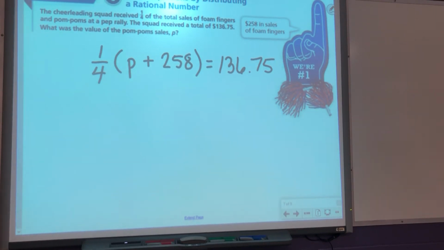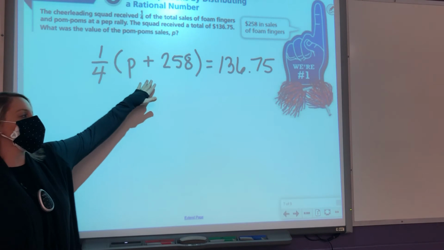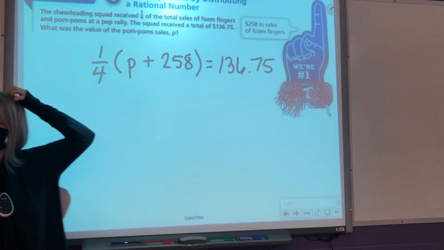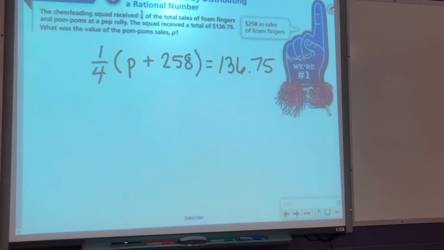All right, so 1/4 times (P + 258) is equal to $136.75. We need to know how much was made from pom-pom sales. So we see a coefficient and then parentheses. What are we going to do? Now our coefficient is a fraction.